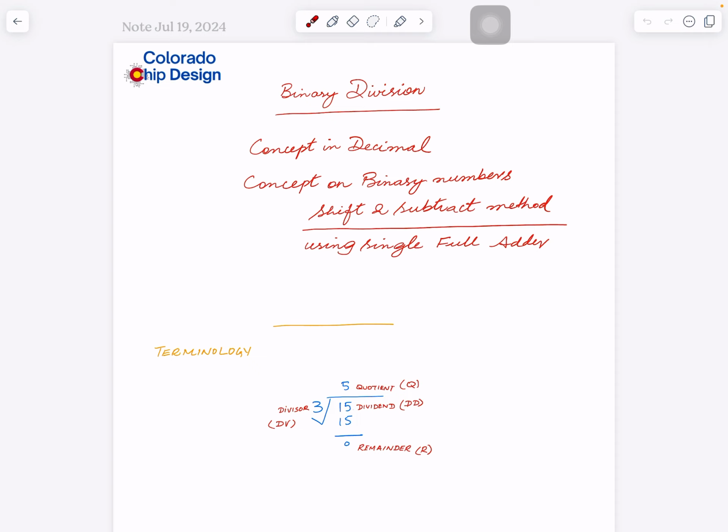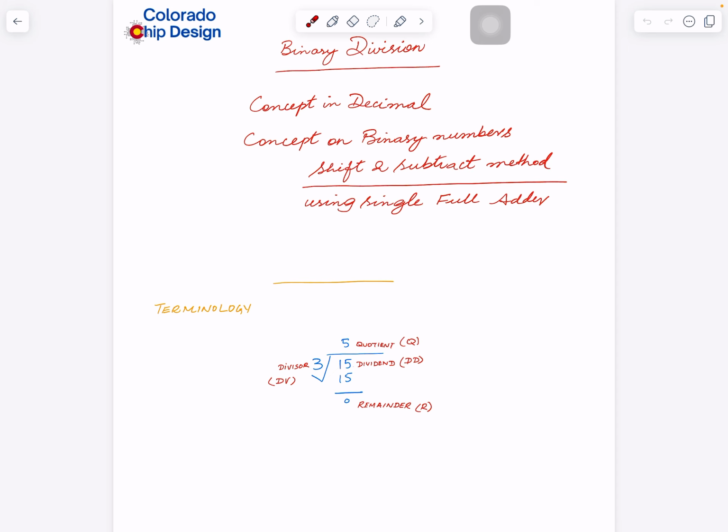So first of all, let's look at the terminology. We are dividing 15 by 3. So 15 is the dividend. Number 3 is called the divisor. The answer that we get is the quotient, because this divisor multiplied by the quotient is what comes here, and this is the remainder. So I'm going to use dd in my algorithm for dividend, dv for divisor, q for the quotient, and r for the remainder.